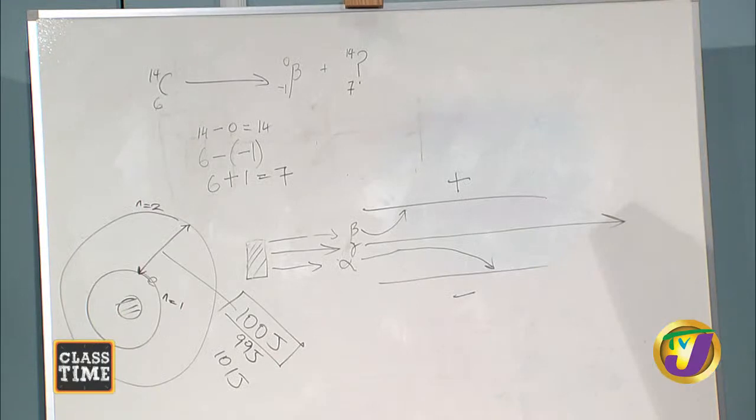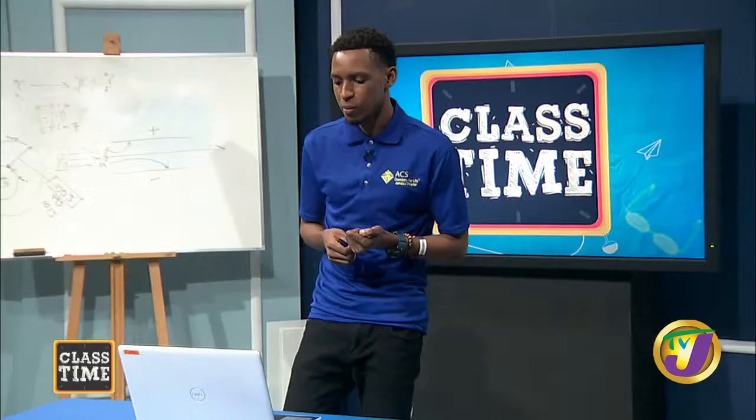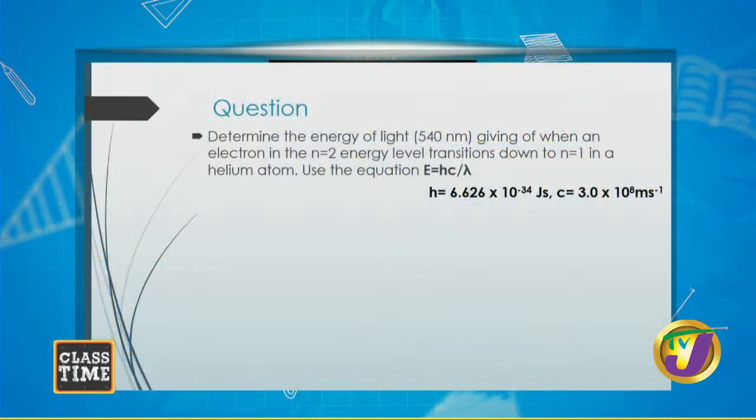So, let's attempt some questions. All right, the first question says, determine the energy of light, 540 nanometers, given off when an electron in n equals 2 energy level transitions down to the n equals 1.